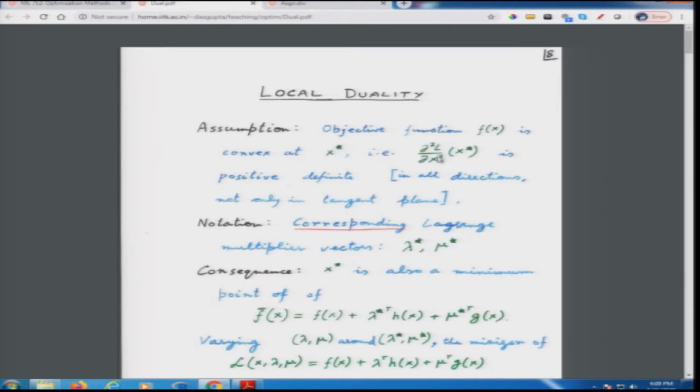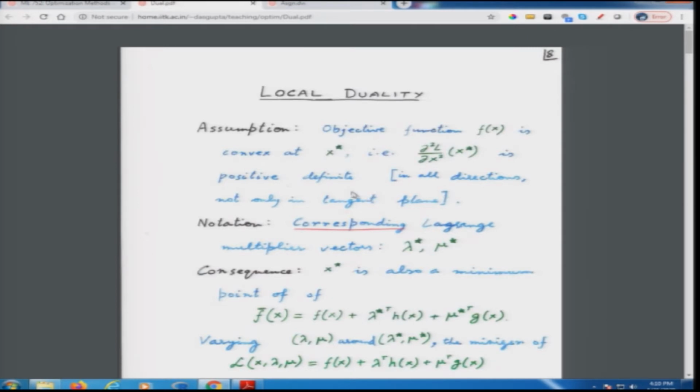Okay. So, this matrix at the minimum point should be such that it behaves in a positive definite fashion for any vector in the tangent subspace of the active constraints. That is what is required. Okay, that is what is necessary, second order necessary condition. Now, the assumption of local duality is the extra facility or extra gift that the Lagrangian function is convex overall, that is in other directions also, in the normal directions as well. Okay. So, that means the Hessian is positive definite completely, not only in the tangent subspace. This is the assumption.